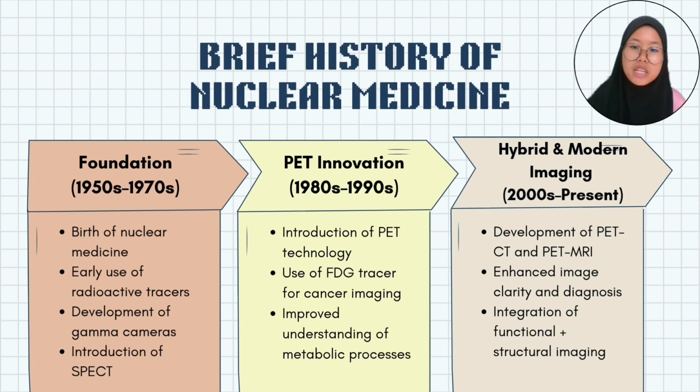Phase 2, in the 1980s and 1990s, marked the innovation of the PET scan. This was a breakthrough in visualizing metabolic activity, especially with the introduction of FDG, a tracer that is still widely used today. And finally, in phase 3, from 2000 to the present, we have seen a major advancement with hybrid imaging systems like PET-CT and PET-MRI. This technology combines functional and structural information, offering a more complete and accurate diagnosis for patients.